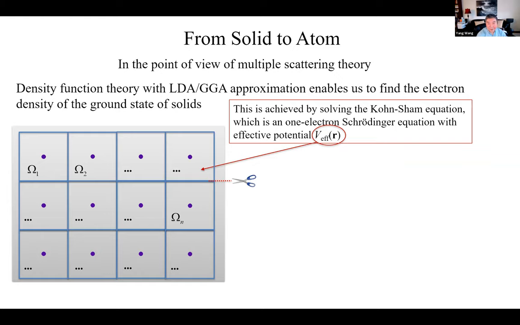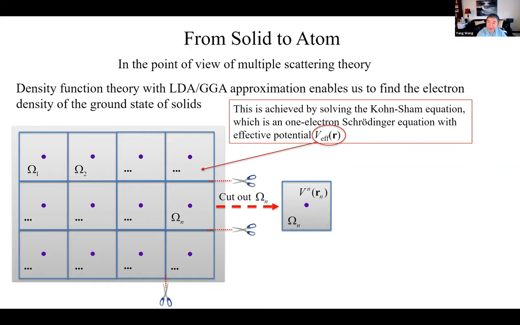So what I do next is I'm going to cut. After I do this cut, imagine we do that in our imagination, we take out that particular cell and examine it. That domain, omega n. So what's inside? We just take that piece out and look at it. The potential we call Vn.